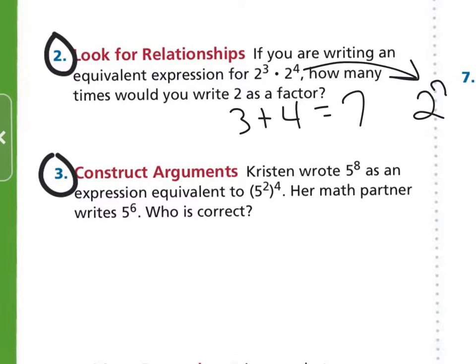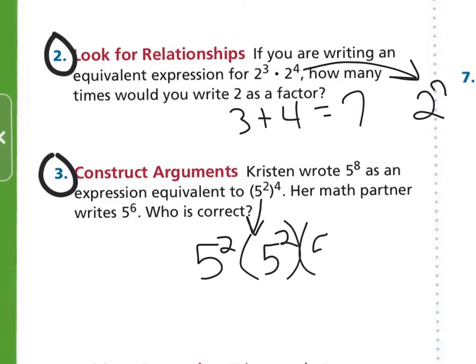Number 3, Kristen wrote 5 to the 8th as an expression equivalent to 5 squared to the 4th power. Her math partner writes 5 to the 6th power. Who's correct? So what we can do, what we talked about, so we don't get confused on rules, we don't have as much to memorize, we can just rewrite this. So 5 to the 2nd, how many times are we going to write that? 4 times. To the 4th power, we take it times itself 4 times.